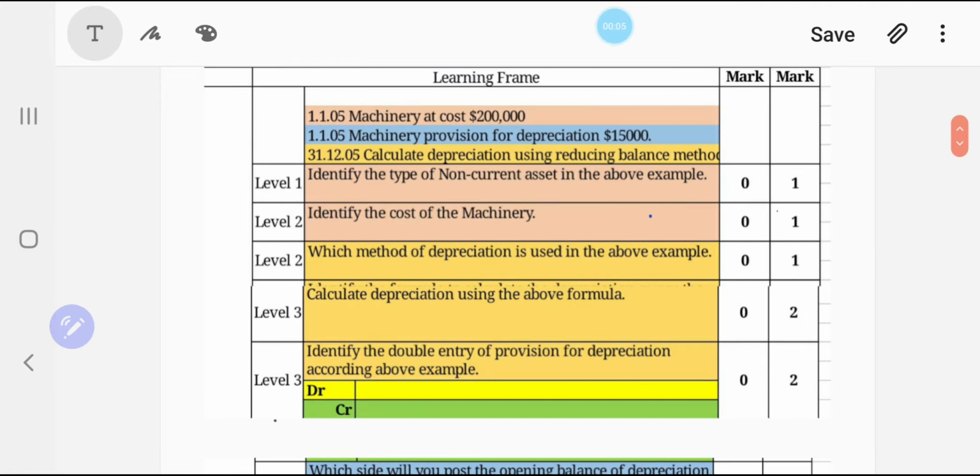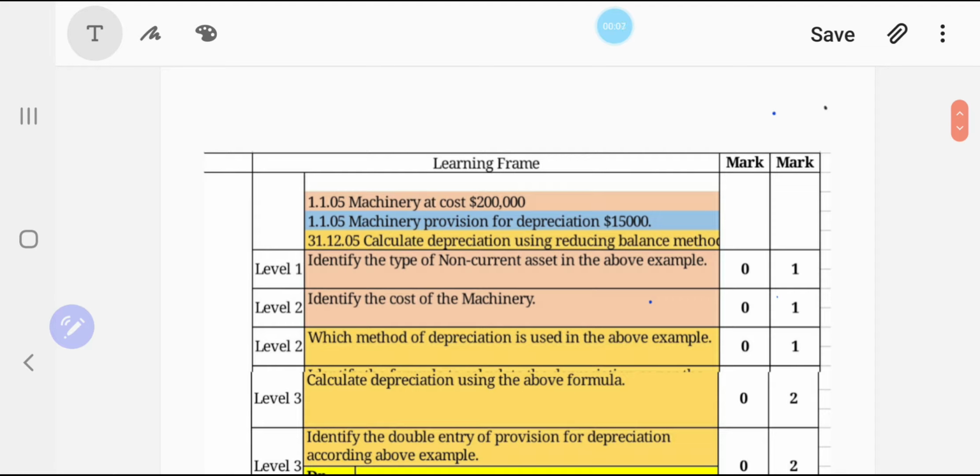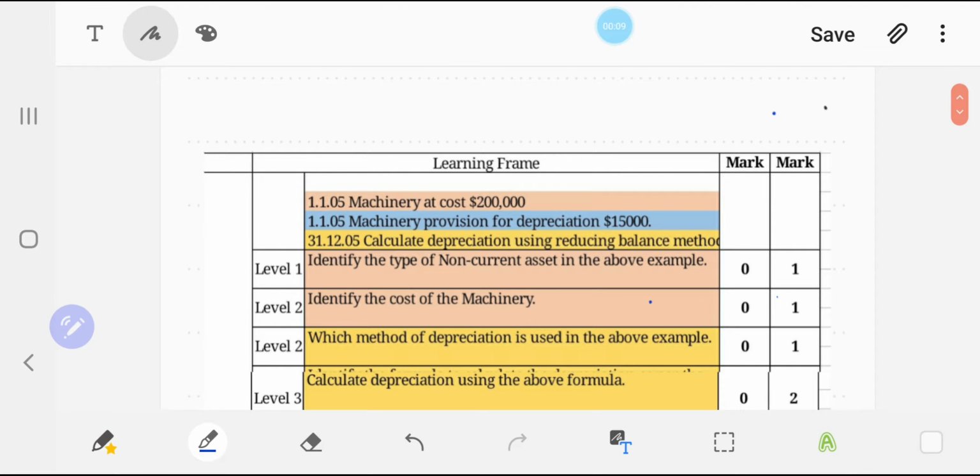Let's complete the question based on the reducing balance method. On 1st Jan 2005, machinery at cost 200,000, and on the same date machinery provision for depreciation 15,000, and at the end of the year you had been requested to calculate depreciation using the reducing balance method.